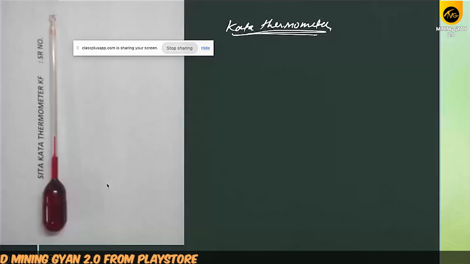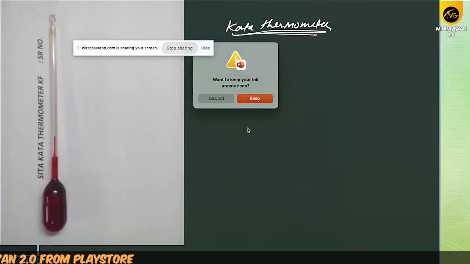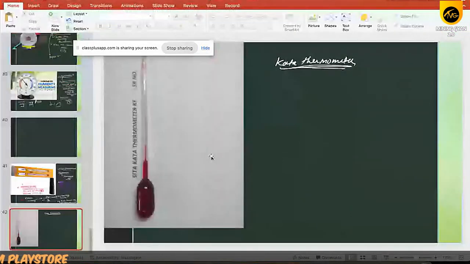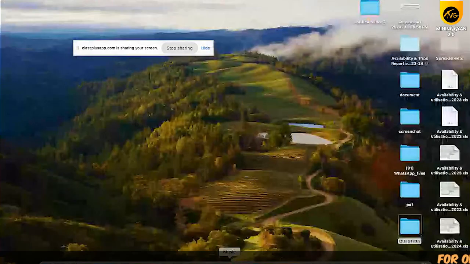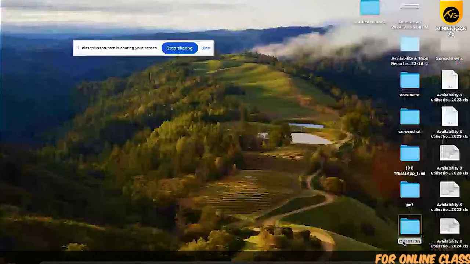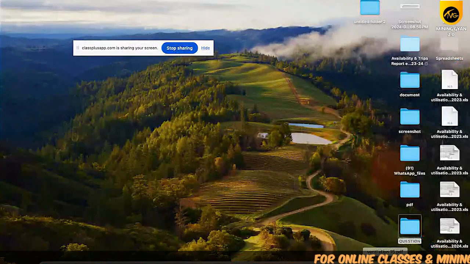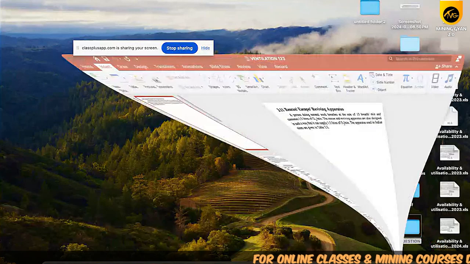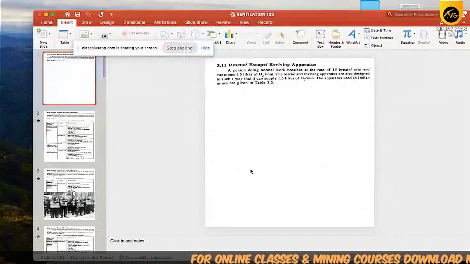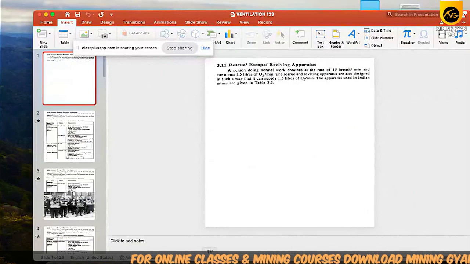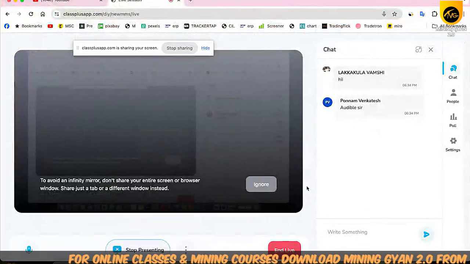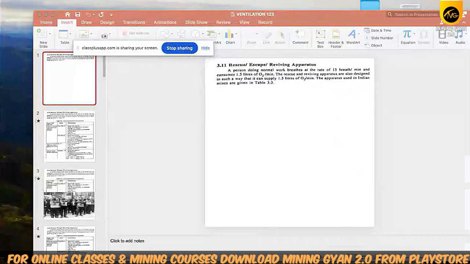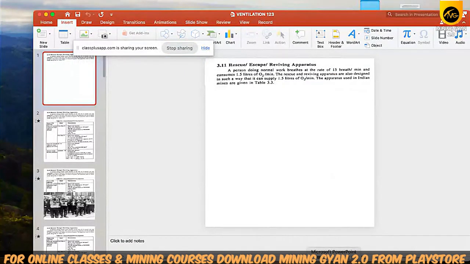Kata thermometer. Okay, so if you still have any doubt regarding whatever we have discussed, please comment, so we can discuss your queries. Otherwise, today we will start the remaining parts of AK Gorai, and today we will try to finish velocity of the air. For your numerical section, I will let you know what information you need.